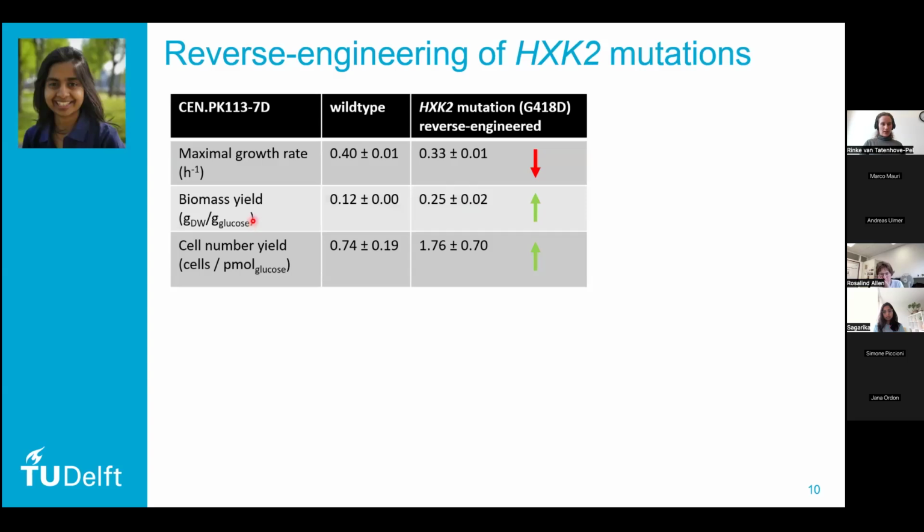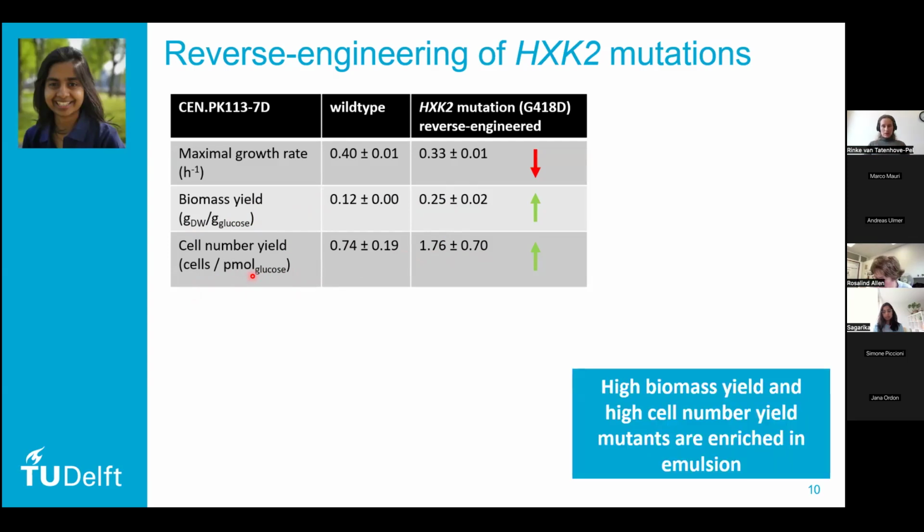So we saw both an increase in the biomass yields in terms of gram dry weight per gram glucose, but also we saw an increase in the cell number yield, so the number of cells made per picomole of glucose. And we also indeed saw that cells became smaller. So this showed that indeed high biomass yield and high cell number yield mutants can be enriched when we grow in spatially structured environments.